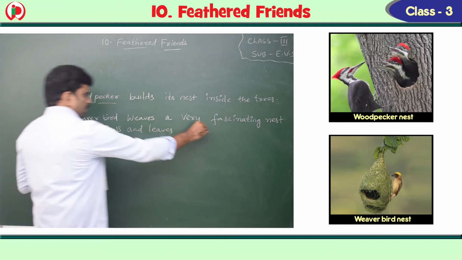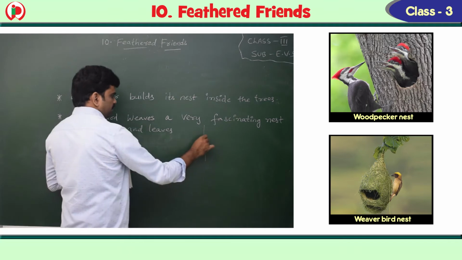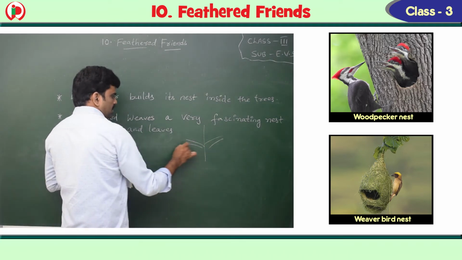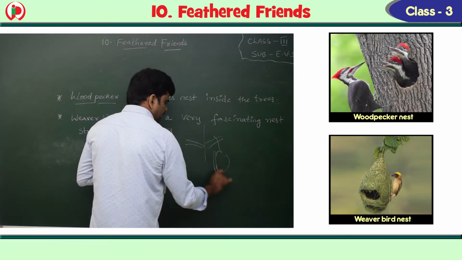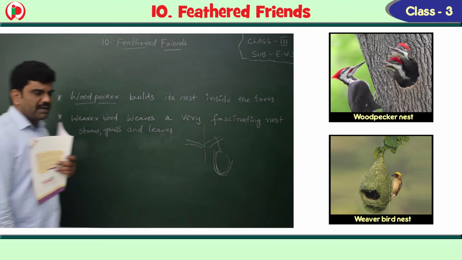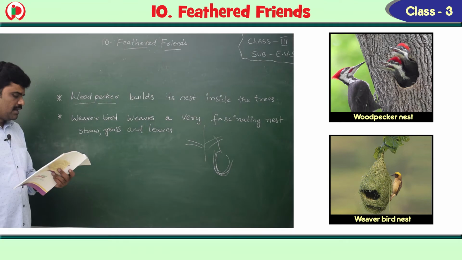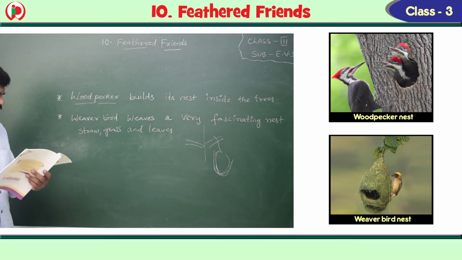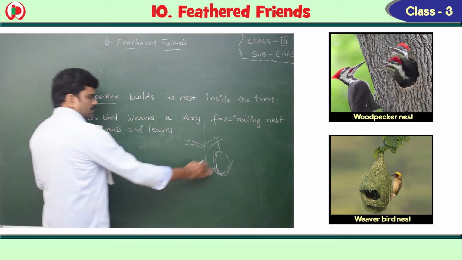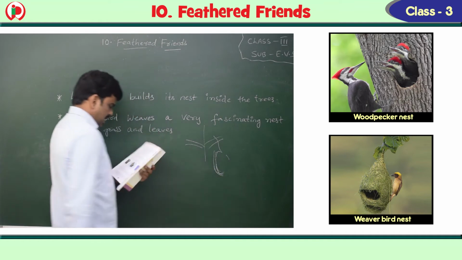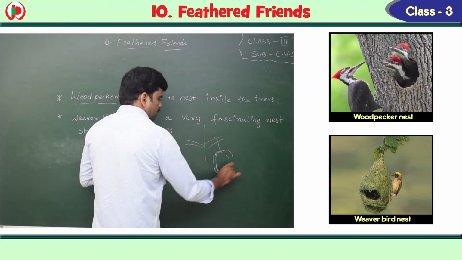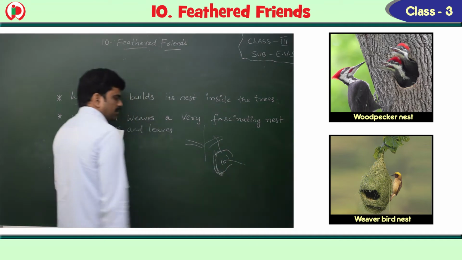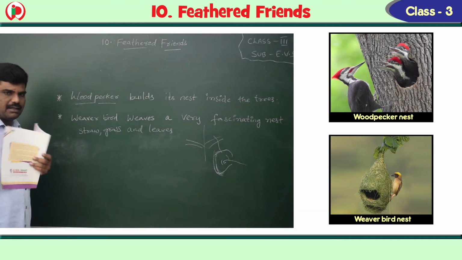So here see children, the nest, for example, this is a branch. The nest hangs from the branch of a tree. It has an opening at the lower end, where the bird will enter inside.